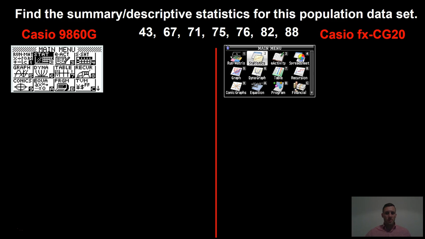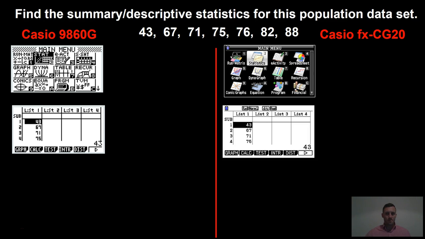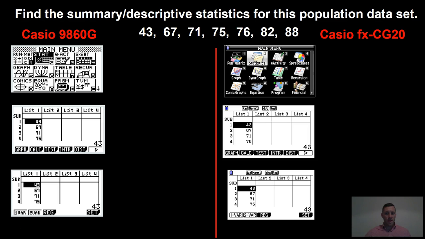Press 2 for statistics and we get the lists. Enter the data values, pressing execute to go down to the next line. You can also navigate with the arrow buttons. Press F2 for calc, which changes the options on the bottom of the screen. Press F1 for one var or variable to attain the measures.